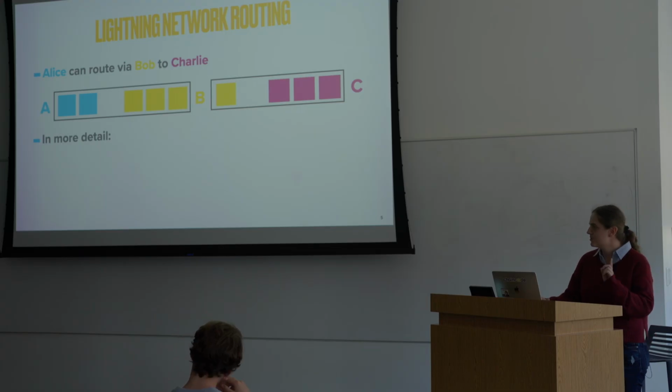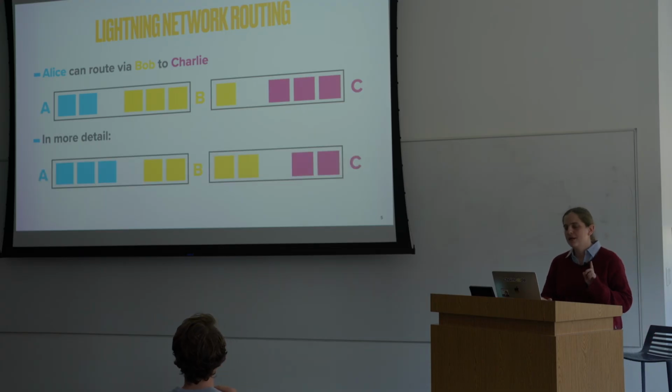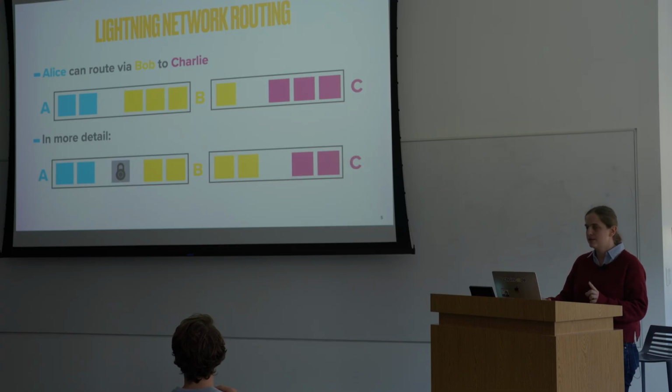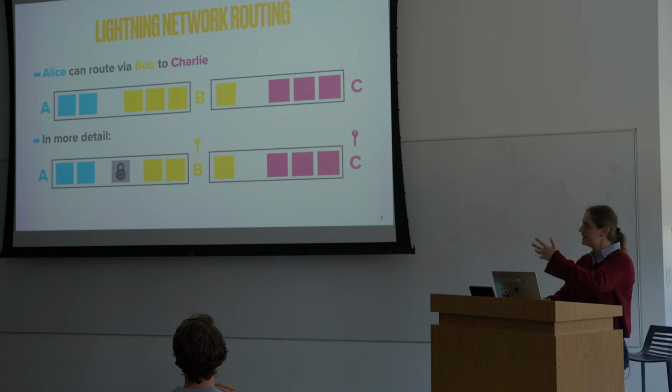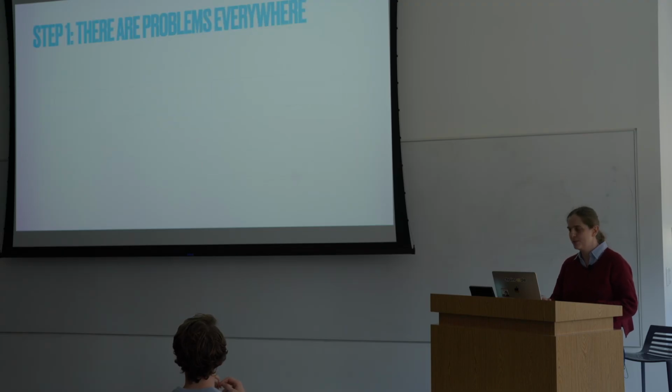And in more detail, so this is a bit of foreshadowing, the way it works is that Alice and Bob lock a single Bitcoin, Bob and Charlie lock a single Bitcoin, then Charlie releases this, takes it, and when Charlie does it, Bob has the key to take his part, okay? So this was a quick intro into routing in the Lightning Network.